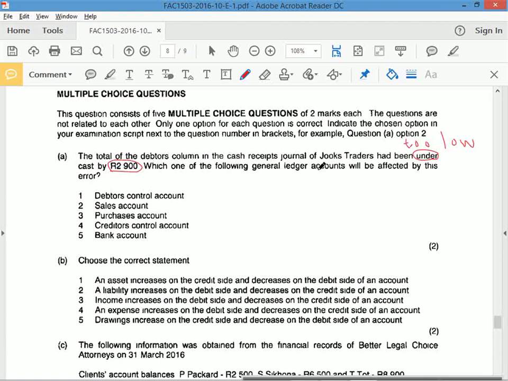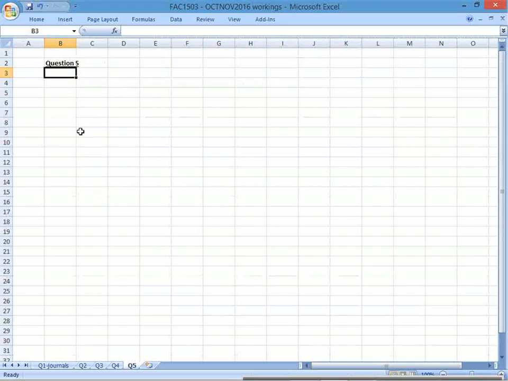Okay, so if I'm looking at the total of the debtors column in the cash receipts journal, if the total was undercast, which one of the following journal accounts will be affected by this? Well, remember, this is the debtors column in the cash receipts journal. So if the debtors column is undercast, surely the debtors column will be affected. There's the answer. Easy, hey? Well done. Nice.